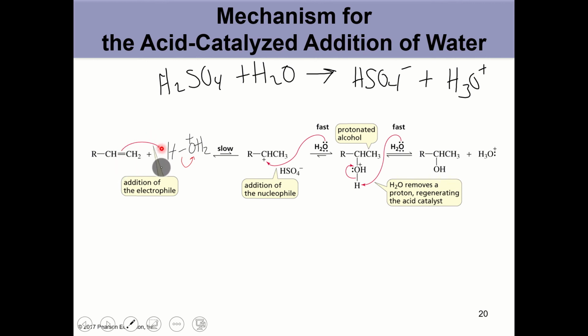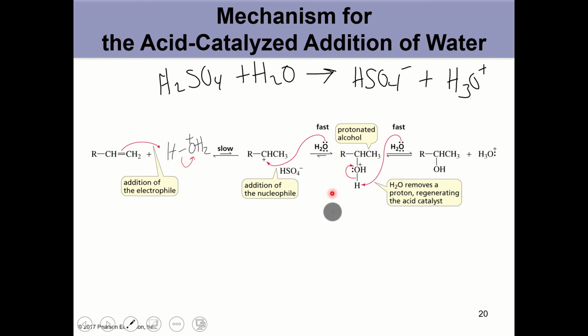So our pi bond will donate its electrons to make a bond to hydrogen of hydronium ion. The hydrogen-oxygen bond will break, releasing a water molecule. In the second step, our water molecule will bond at the carbocation that was formed when we broke the pi bond. So now we've made a new bond to a water molecule. Then this product is a protonated alcohol.